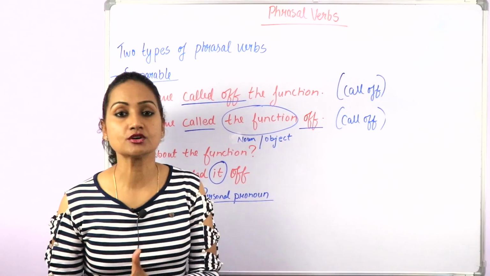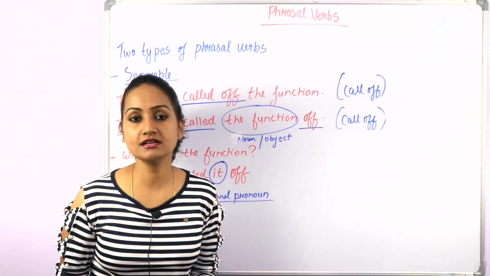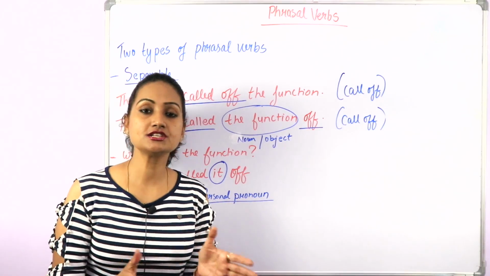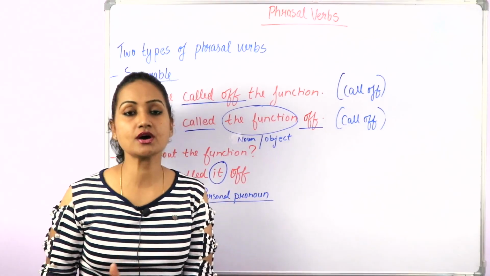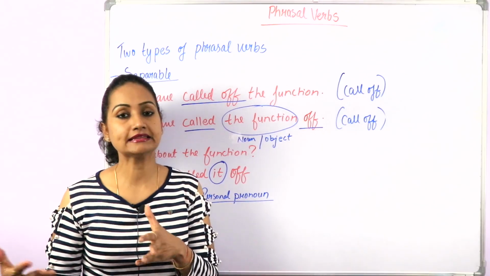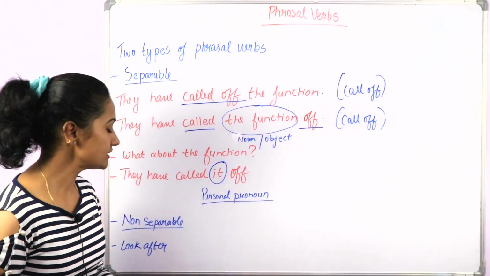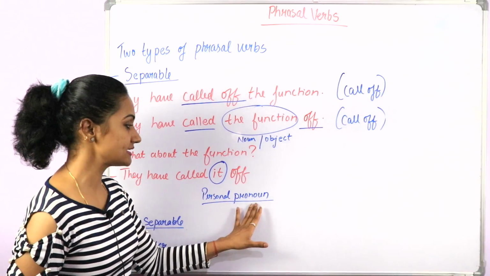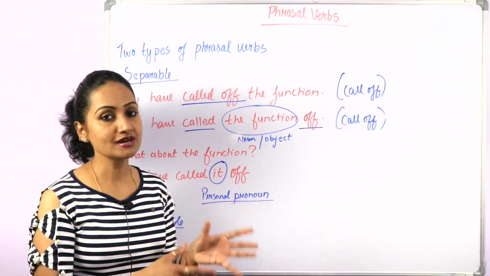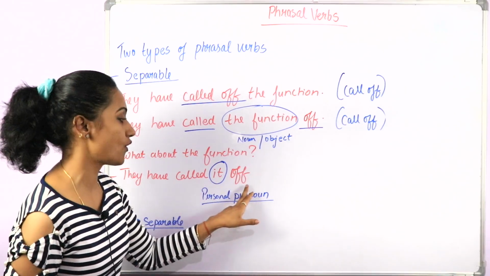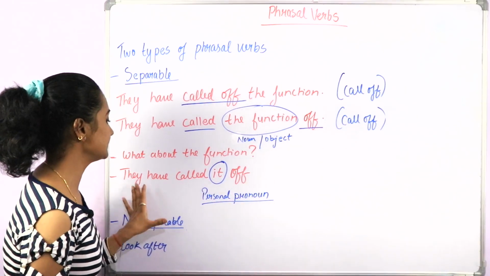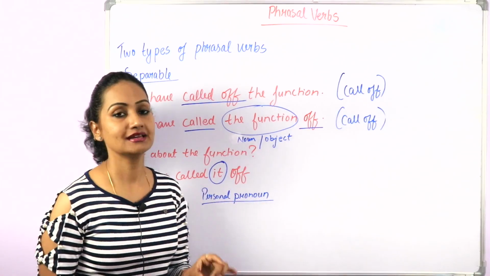Just to give you an idea, personal pronouns are pronouns that talk about a person, like first person, second person, third person: I, we, you, he, she, it, they, and then some object personal pronouns like him, her, them, etc. So whenever there is a personal pronoun in a sentence, then the phrasal verb must be separated. Okay, they have called it off. If you make it like they have called off it, it's incorrect.